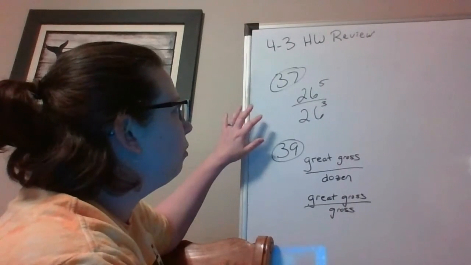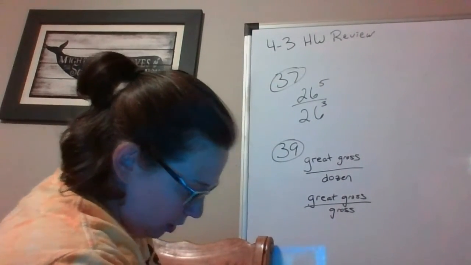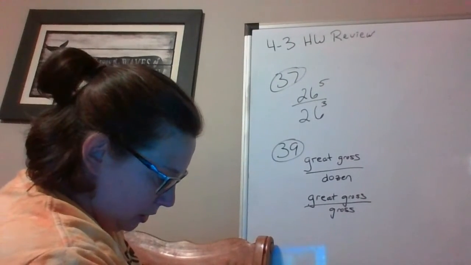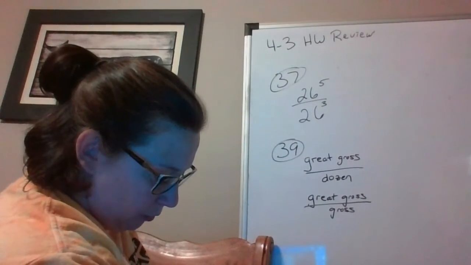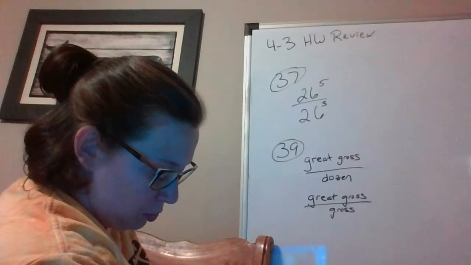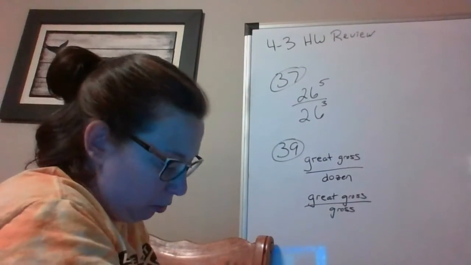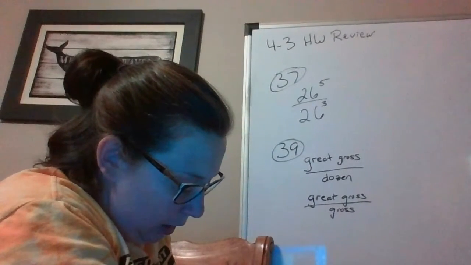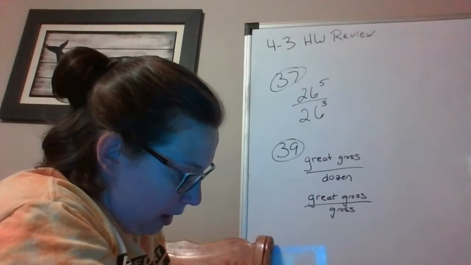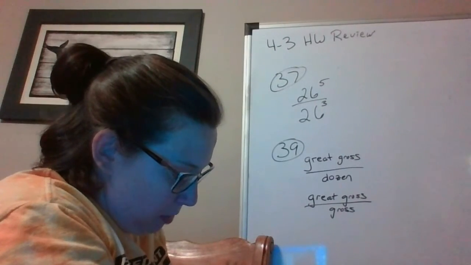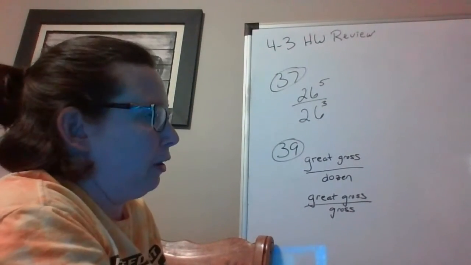So for 37, the problem said there are 26 cubed ways to make a 3-letter word from AAA to ZZZ. So clearly these are not actual words, they're just combining the 3 letters. And 26 to the power of 5 ways to make a 5-letter word. How many times as many ways are there to make a 5-letter word as a 3-letter word?